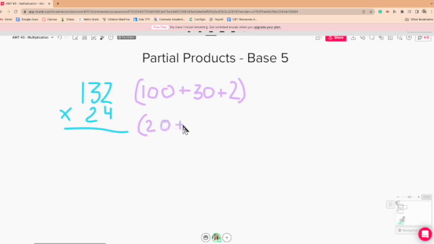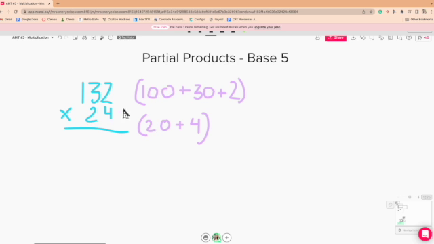Plus in the 1's place, we have 4. All right, so now that we have broken apart our numbers, it is time for us to redistribute. What we are going to do is multiply each part of the number down here, each digit, by each other digit, if that makes sense. We're using the distributive property to distribute each of these.